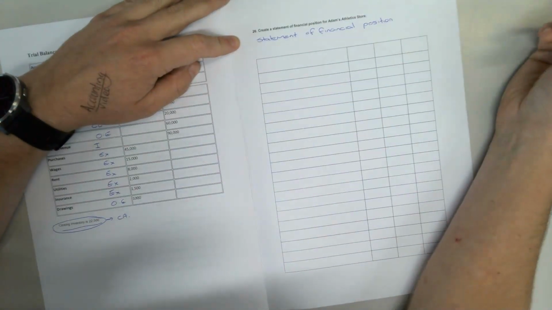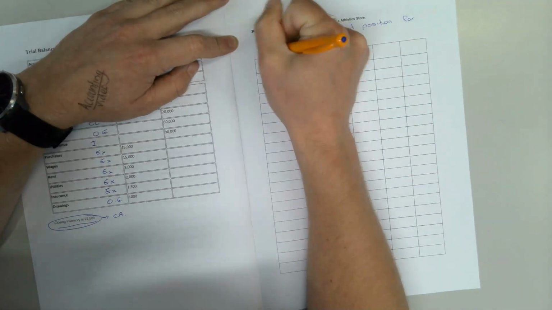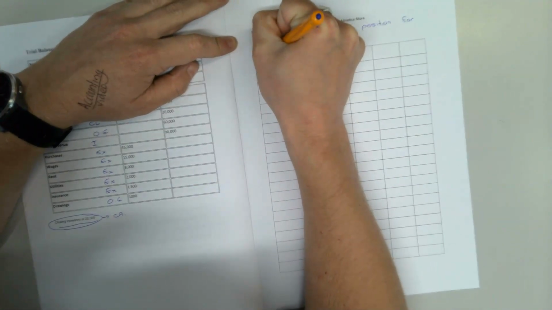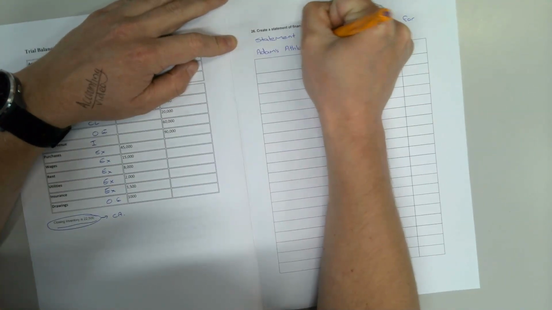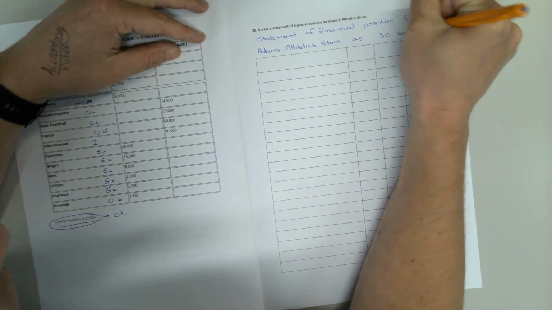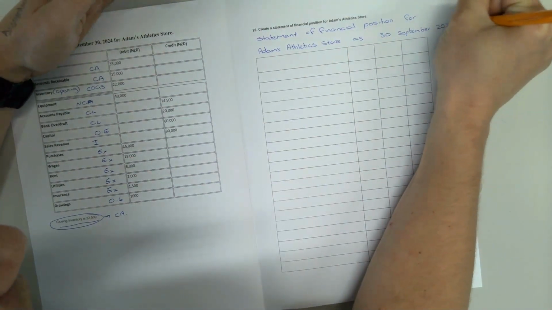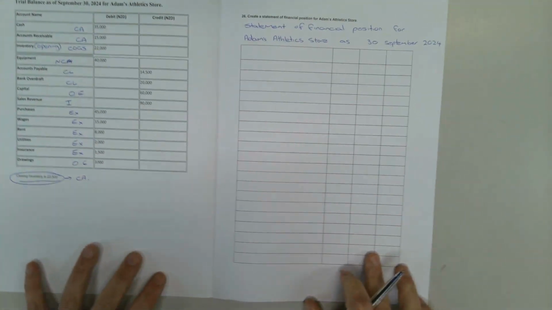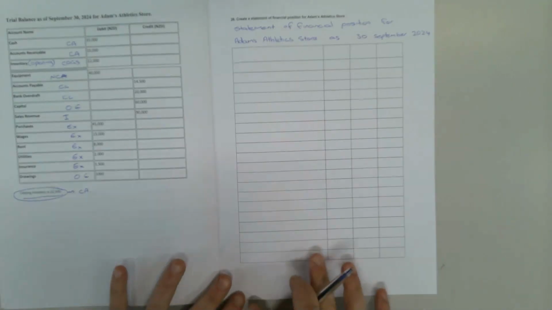So, statement of financial position, that's the statement that we are going to be working on. It is for Adam's Athletic Store, and it's as at the 30th of September, 2024. Again, that title there gives you a mark straight away. Even if you do the whole statement wrong, you've just gained a mark. So really important we get that in.